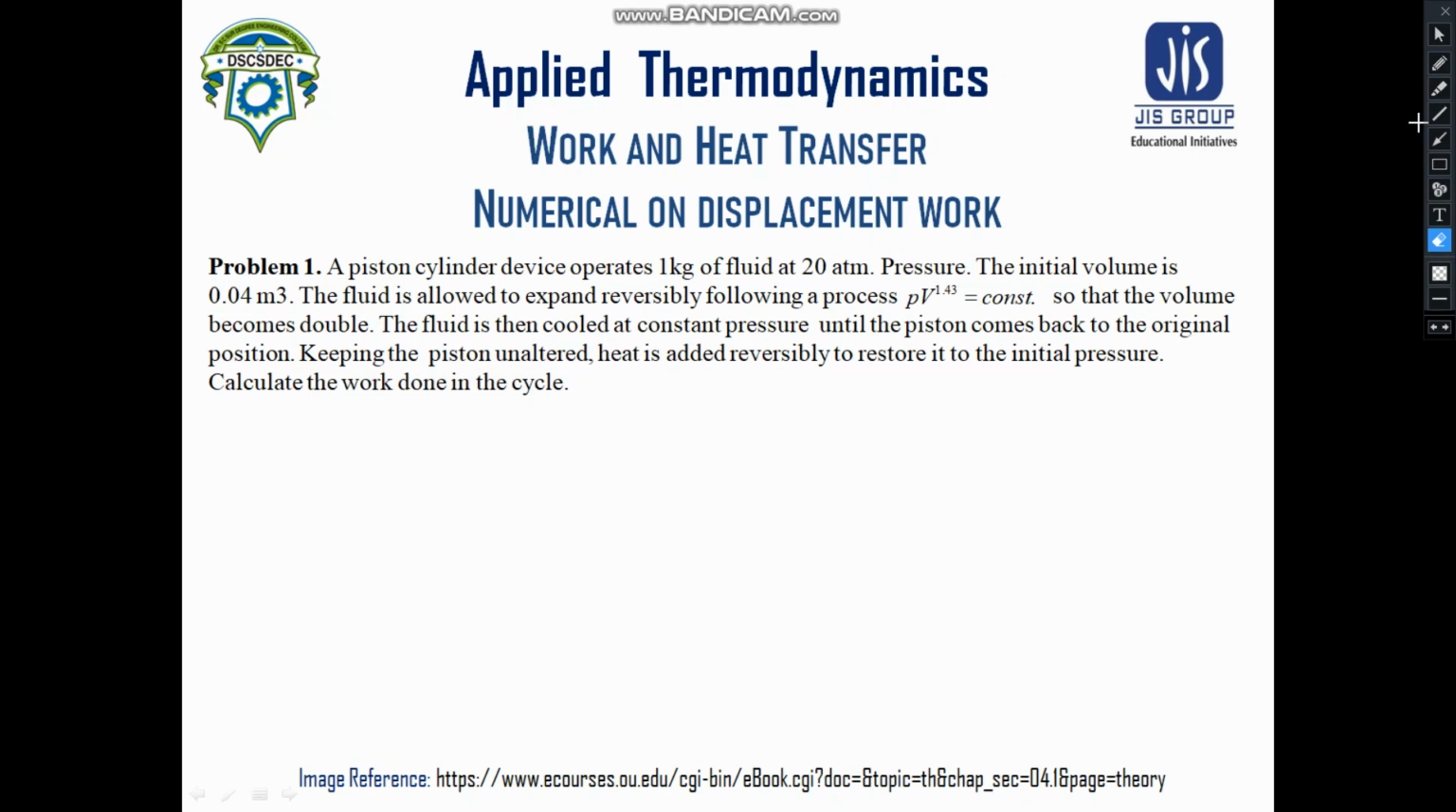In the next class, we shall be discussing different types of work transfer. We'll be discussing electrical work, stirring work or paddle wheel work, and flow work. Then we'll be moving on to the concept of heat transfer.